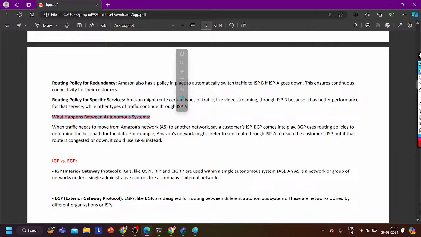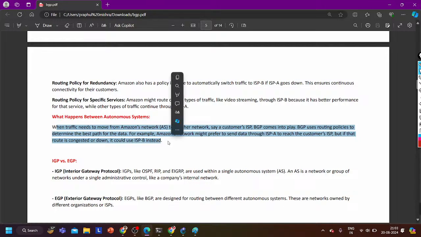What happens between autonomous systems? When traffic needs to move from the Amazon network to another network, say the customer ISP, BGP comes into play. BGP uses routing policies to determine the best path for the data. For example, the Amazon network might prefer to send data through ISP A to reach the customer ISP, but if the route is congested or down, it could use ISP 2.